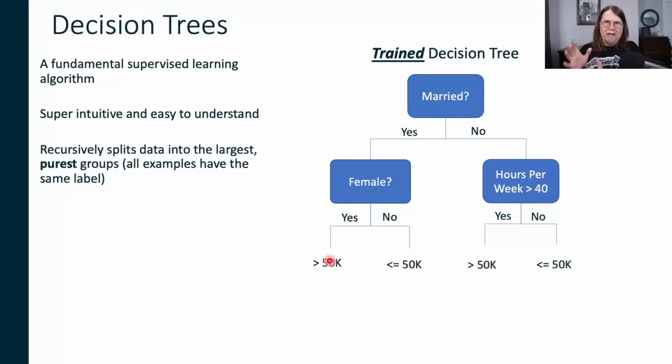Now, when we think about our decision trees, we need some terminology here. First up, we have the root. I'm sorry about that. I'm blocking a little bit of the thing here, but you can see it, root.